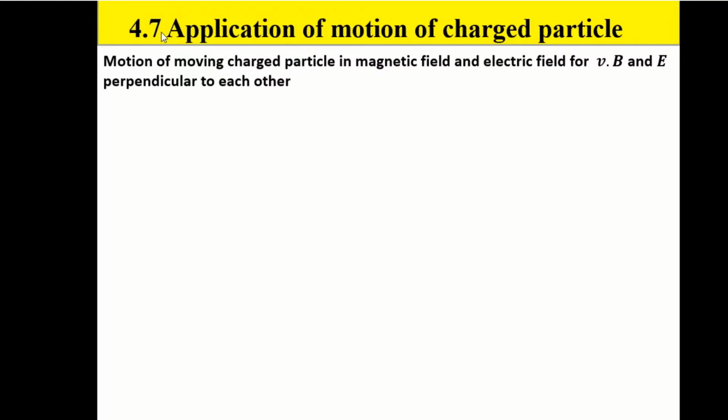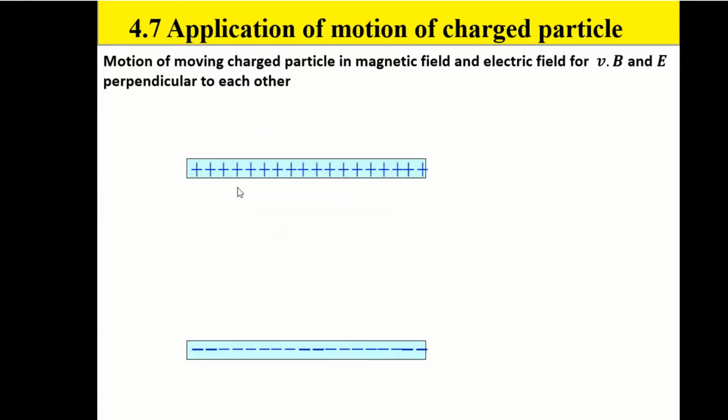Okay, today we are going to learn about subtopic 4.7, application of motion of charged particles. Application of motion of charged particles can be seen in the velocity selector in the Bainbridge mass spectrometer. In the velocity selector, the velocity, the magnetic fields, and also the electric fields are always perpendicular to each other.